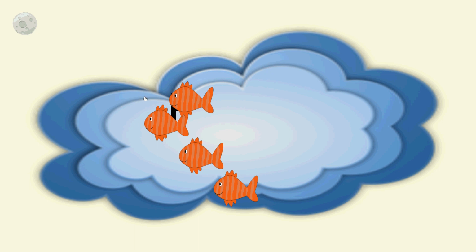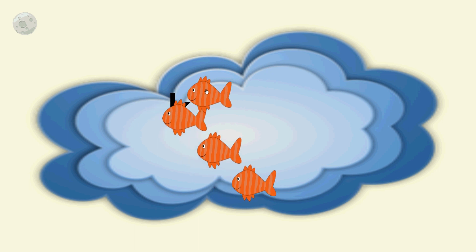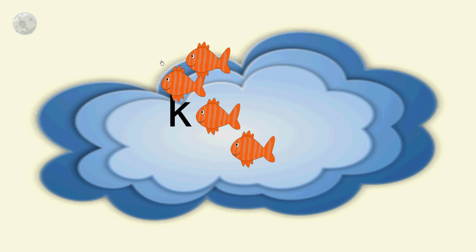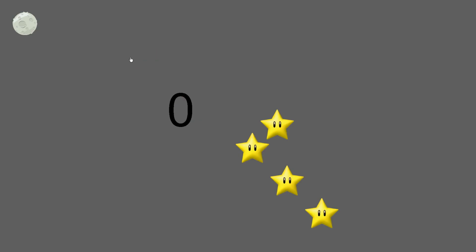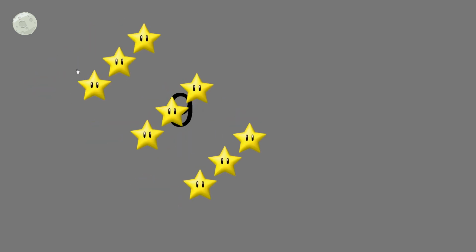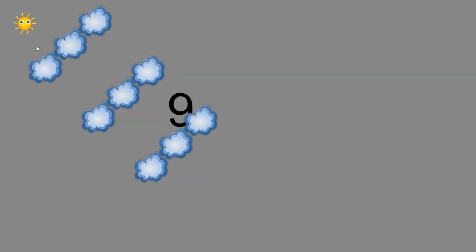The idea here is that the child can learn about the different day and night cycle, how it works. Let's press the key K again. The moon would be associated with stars. A bunch of stars comes out when the moon comes out, and a bunch of clouds come out with the sun.